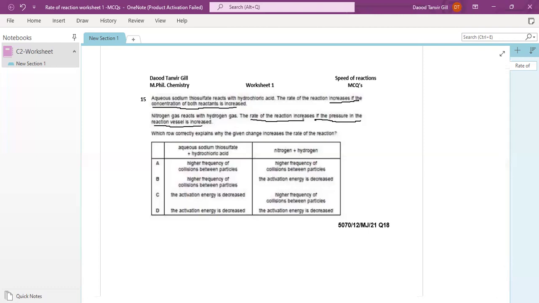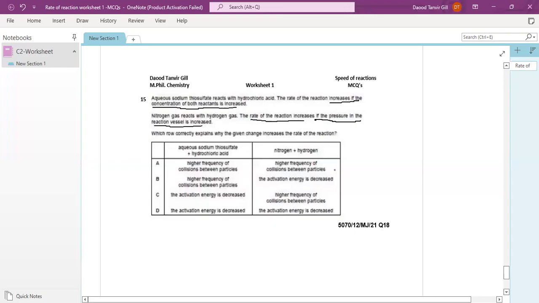If you look at the provided options, A says that there would be a higher frequency of collisions between particles. Yes, this is correct because concentration increases the collisions. Yes, we will go for it. But what about the second one? Increasing the pressure should also increase the frequency of collisions. So this is also correct. But let's look at the remaining options as well. B is right according to sodium thiosulfate and hydrochloric acid, but the activation energy in nitrogen and hydrogen will not be decreased because no catalyst is being used.